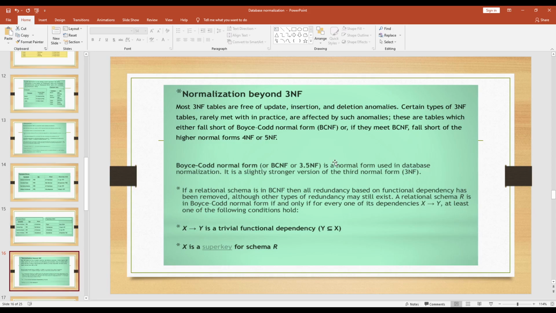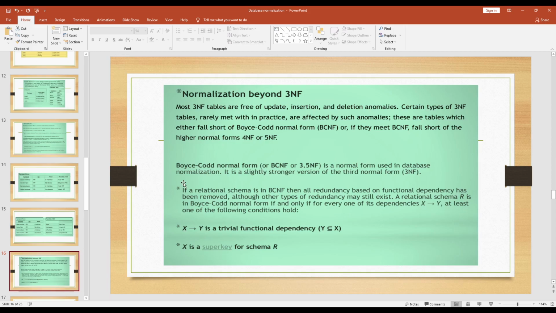Boyce-Codd normal form, or BCNF, or 3.5 normal form, is a normal form used in database normalization. It is a slightly stronger version of the third normal form. If a relational schema is in BCNF, then all redundancy based on functional dependency has been removed, although other types of redundancy may still exist.